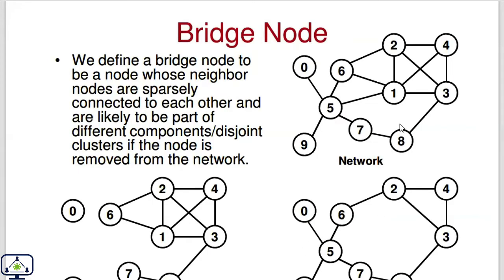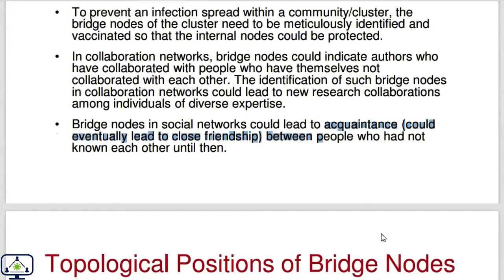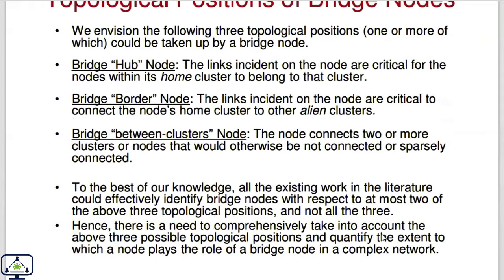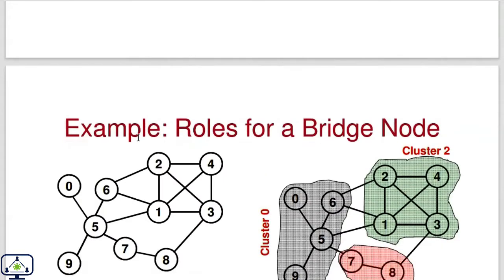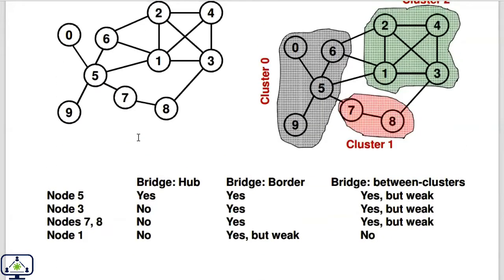bridge nodes. As you can see, the role of bridge nodes is kind of getting complex because it's not one particular role they're having. So we could classify the role into three categories like bridge hub node, bridge border node, and between clusters node. So what I mean by that is here. So again, we don't need to run any clustering algorithms, but I just show the clusters to illustrate the idea.